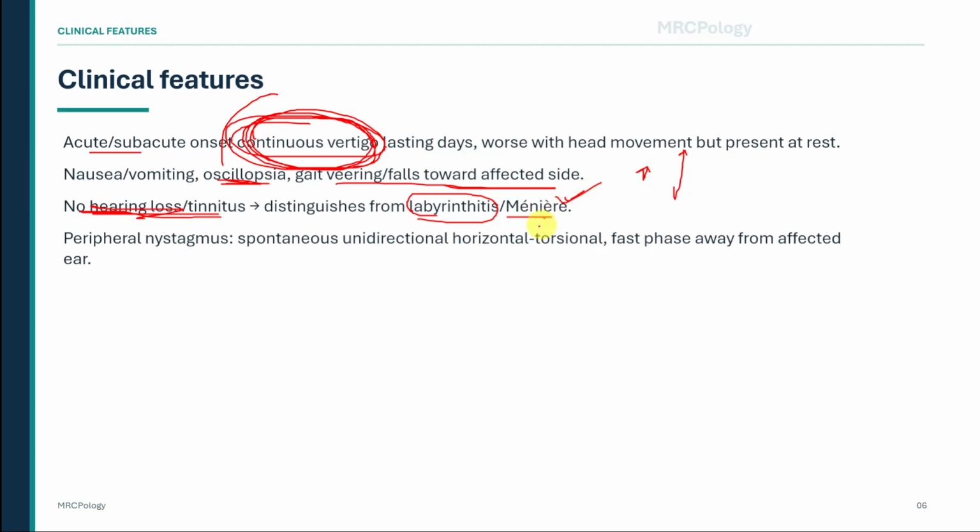The nystagmus in vestibular neuritis is usually spontaneous, unidirectional, and horizontal torsional. It tends to beat away from the affected ear. Remember, nystagmus is named by the fast phase, not the slow phase. So in right vestibular neuritis, the right vestibular nerve is underfiring. The eyes slowly drift towards the right, and the corrective fast phase beats to the left. That is called left beating nystagmus.